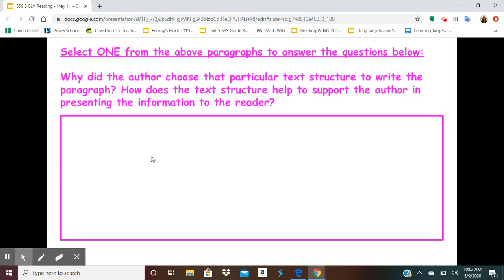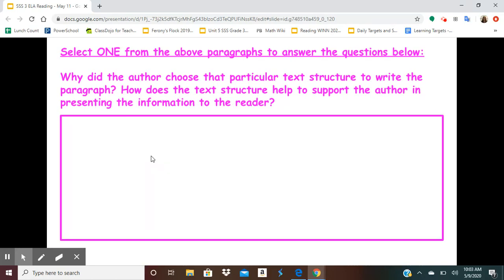This slide is very important to your CFA. This will prove to your teacher that you know text structures and can recognize when an author uses a text structure and how it helps readers understand the text. On this page, it says to select one from the paragraphs to answer the questions below. Why did the author choose that particular text structure to write the paragraph, and how does the text structure help to support the author in presenting the information to the reader? You must use RACE to write a full written response.